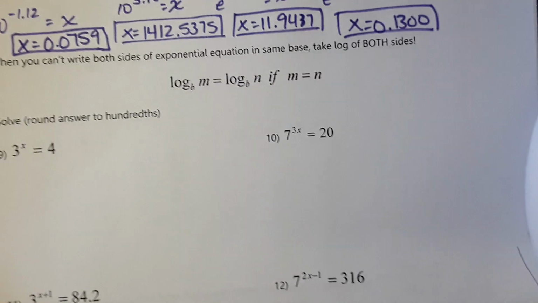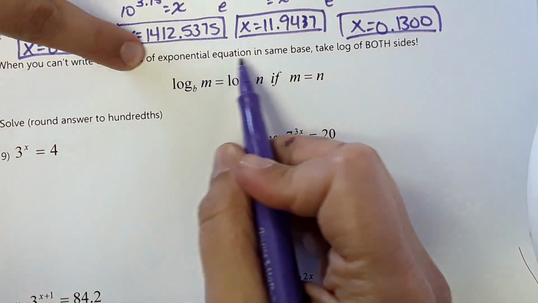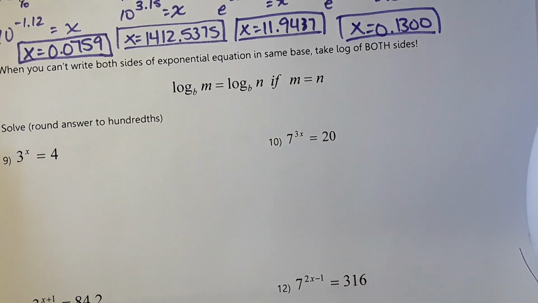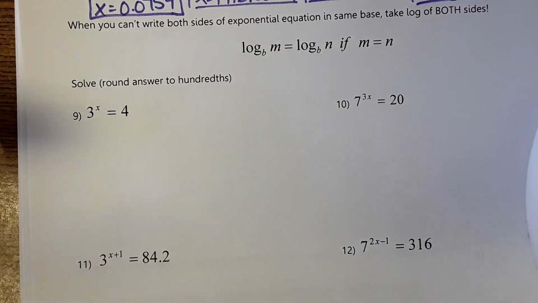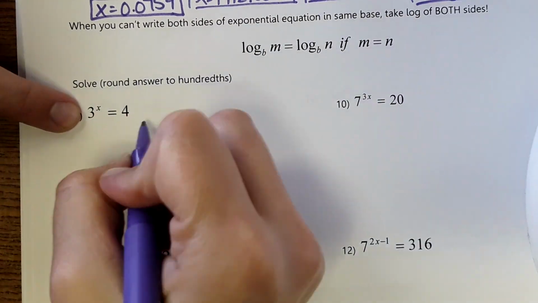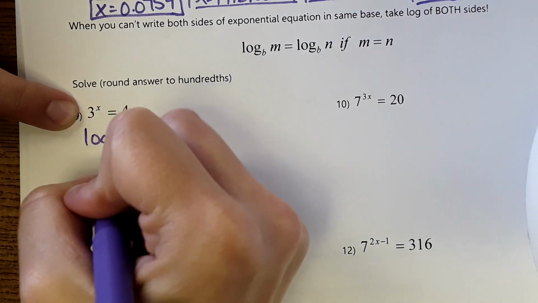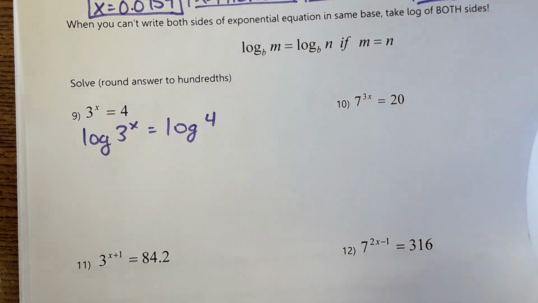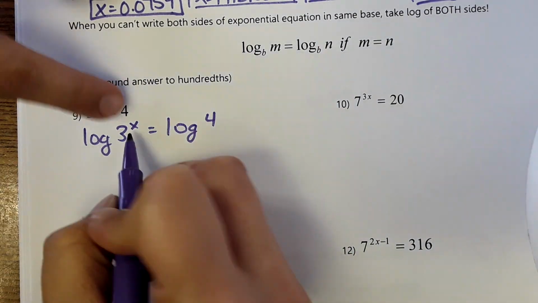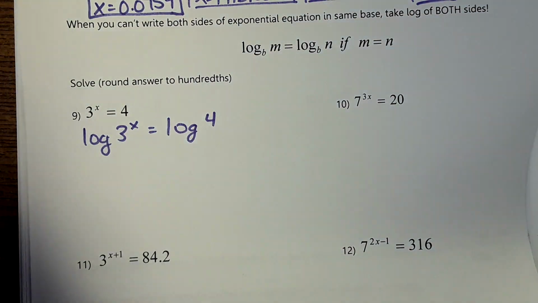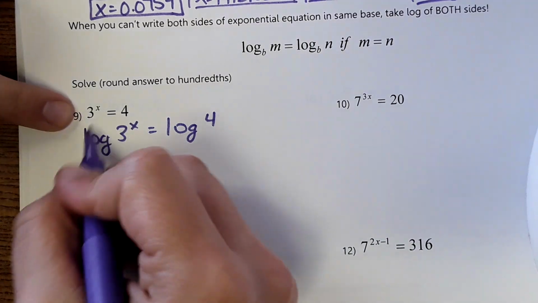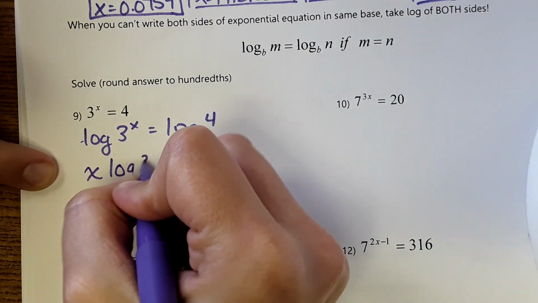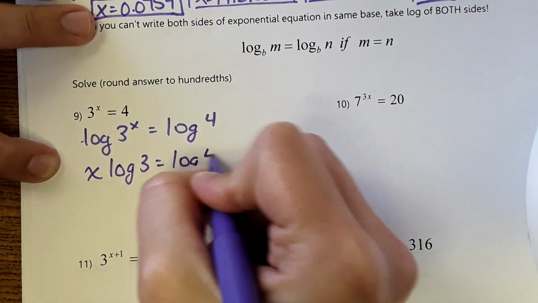Okay, where you can't write both sides of an exponential equation with the same base, take the log of both sides. So here to solve this, we'll take the log of both sides. So we'll write it like this. Log 3 raised to the x equals log of 4. Then we have to use the properties that we learned in the last lesson to put this exponent out front. So it'll look like this. x log of 3 equals log of 4.